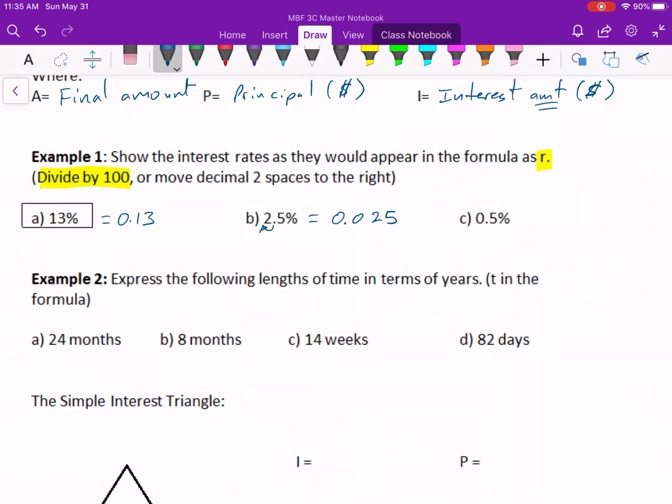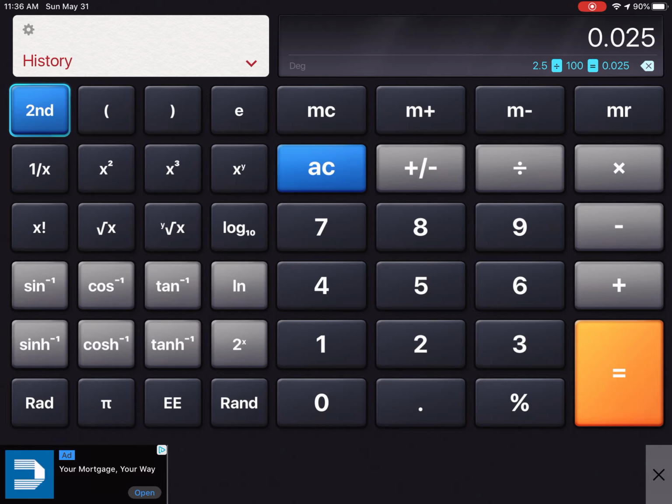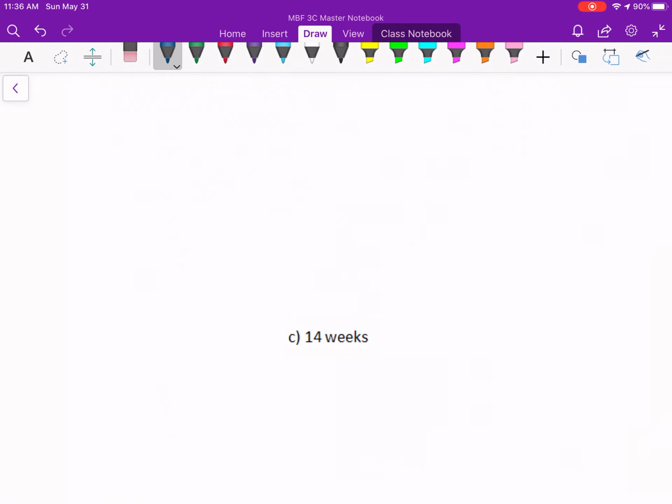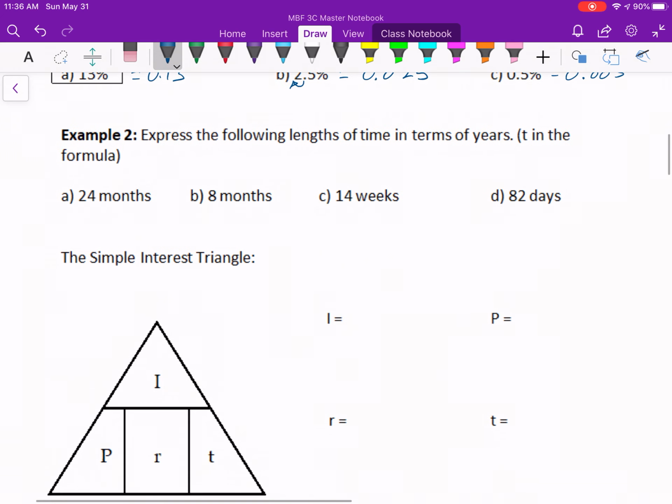Use your calculator if that's easiest. Just go 2.5 divided by 100. And you can't really go wrong, but otherwise you can just move it over a little bit. All right, 0.05%. Again, use your calculator if necessary, but if you want to move it 2 places, it's 0.0005. So we can have decimal percents, but we want to still change it out of a percent. We don't want to use it as a percent in the formula.